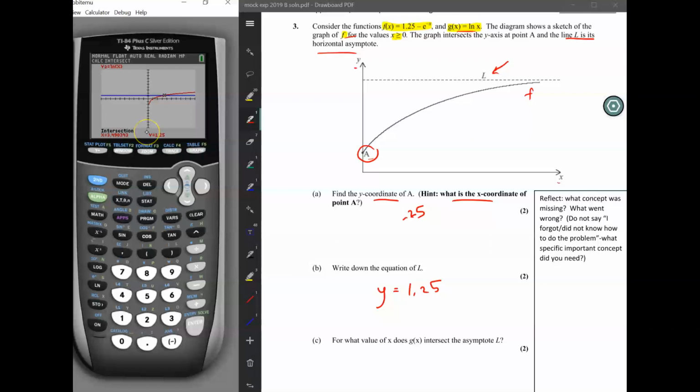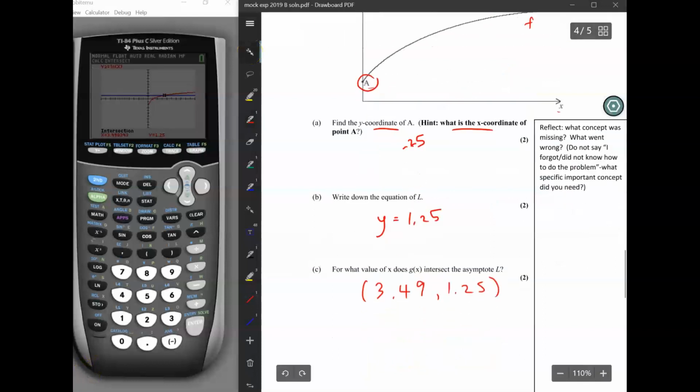Okay, so the intersection is 3.4 something and 1.25. So I'm going to write that down here. 3.49 comma 1.25, I think. Let me zoom in with my bifocals to see exactly what it is, and I can't. I have no idea what it says. It looks like it says 3.49. I'm not exactly sure. Let me pause for a second and make sure. Okay, just confirm that the calculator really does say 3.49. So the x value where it does intersect is actually 3.49.